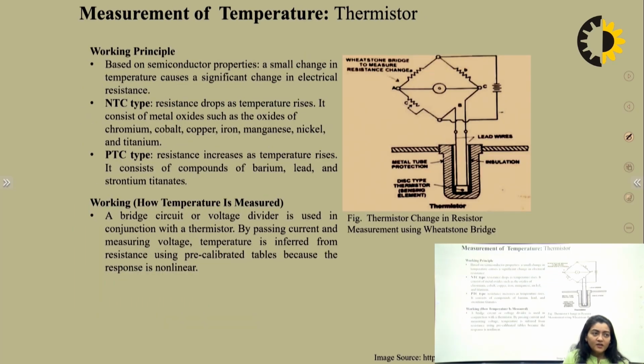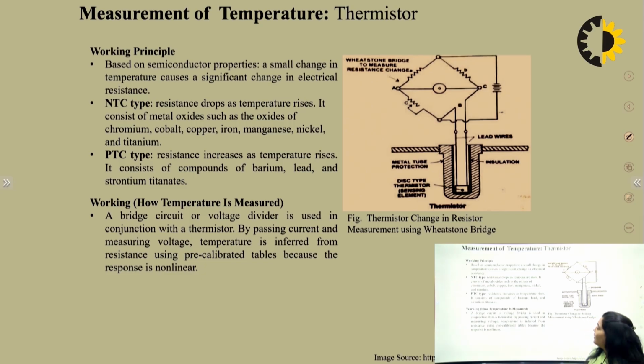Now, what is the working principle? Already told you: based on semiconductor properties, a small change in temperature causes a significant change in electrical resistance. In the NTC type, resistance drops as temperature rises. It consists of metal oxides such as oxides of chromium, cobalt, copper, iron, manganese, nickel, and titanium.